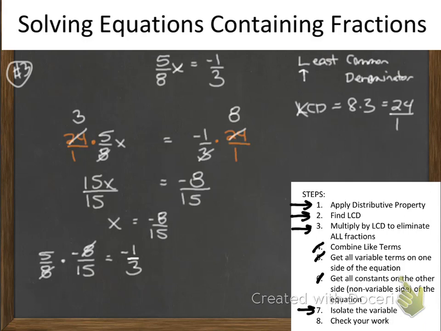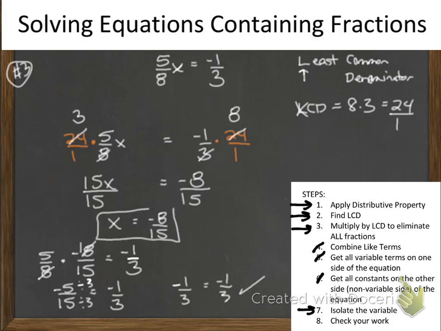So remember, your 8's can cancel out. So you have a negative 1 here. 5 times negative 1 is negative 5. So we have negative 5 over 15 is equal to negative 1/3. Well, lo and behold, negative 5 over 15, if I reduce it by dividing the top and the bottom by 3, I get negative 1/3. So this checks out. Okay, so again, this is our final answer, and this is our check.